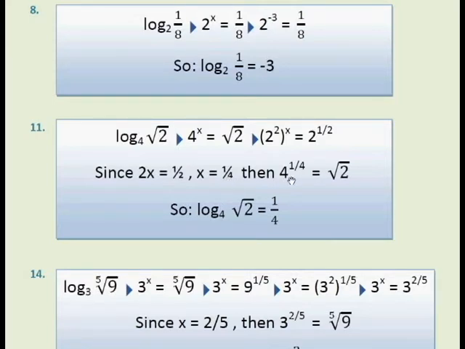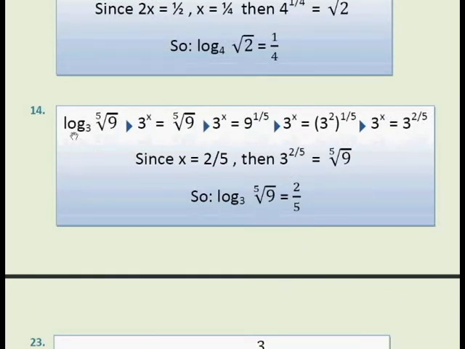Then 4 to the 1/4 is equal to root 2. You just go right back to the beginning. If x is equal to 1/4, 4 to the 1/4 equals root 2. So then you can say that the log base 4 of root 2 is equal to 1/4.